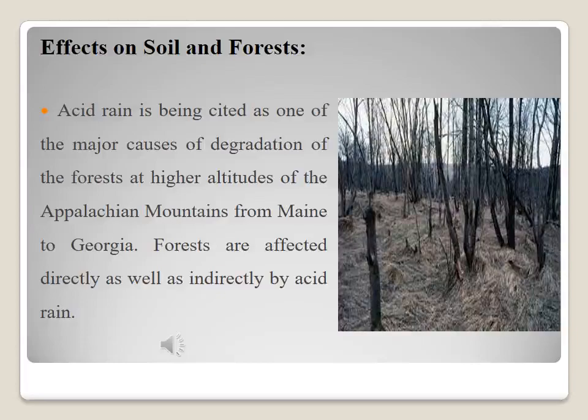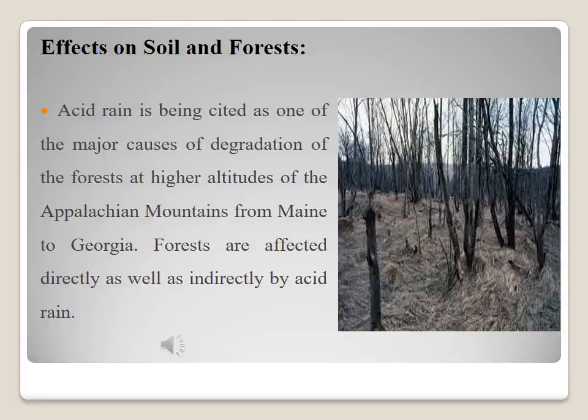Acid rain that falls on soil and on plant leaves causes drying of the waxy plant leaf cuticle, which ultimately causes rapid water loss from the plant to the outside atmosphere and results in the death of the plant. Acid rain is being cited as one of the major causes of degradation of a forest at higher altitudes of the Appalachian Mountains from Maine to Georgia.